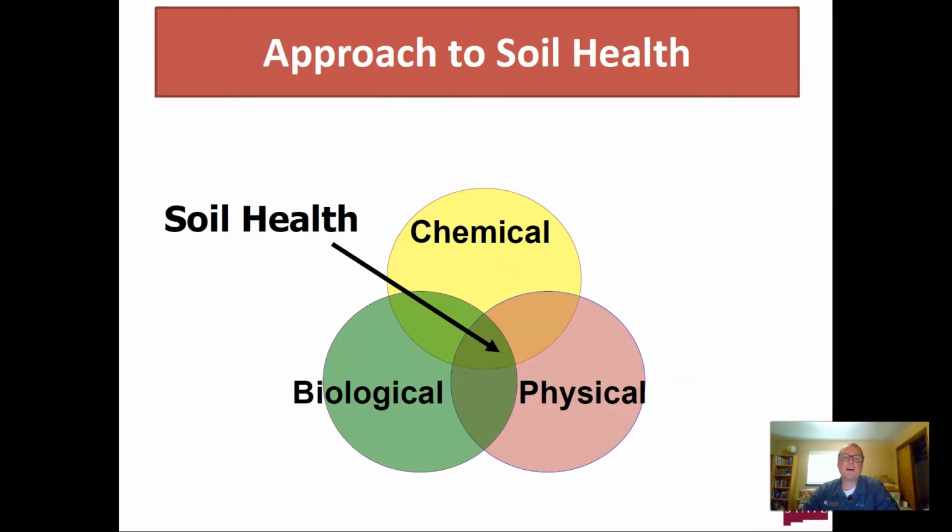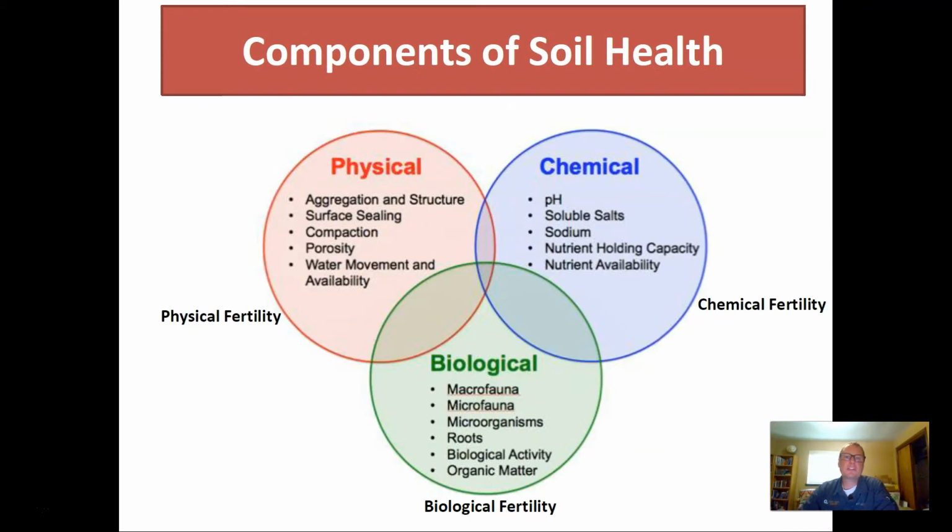So when we look at soil health, we have to look at three different components: chemical, biological, and physical. All three of these components are critical when maintaining a healthy soil. When looking at physical, we're looking at the aggregation and structure, surface sealing, compaction, porosity, water movement, and availability. When we're looking at the chemical, we're typically looking at the pH, the soluble salts, sodium, nutrient holding capacity, and nutrient availability. When we're looking at the biological component, we're looking at macro and microfauna, microorganisms, roots, biological activity, and organic matter.